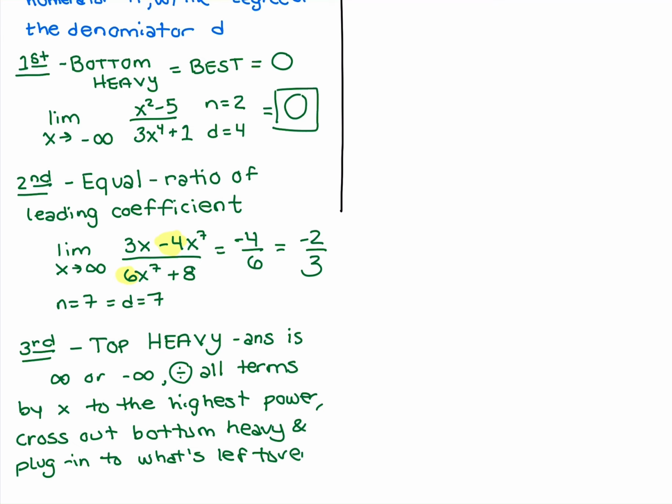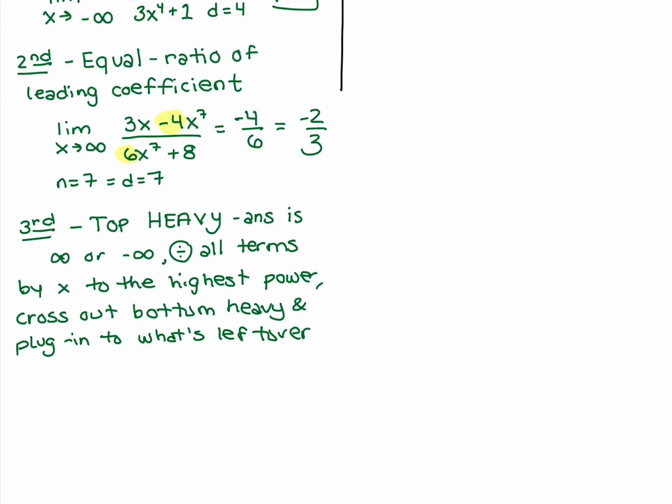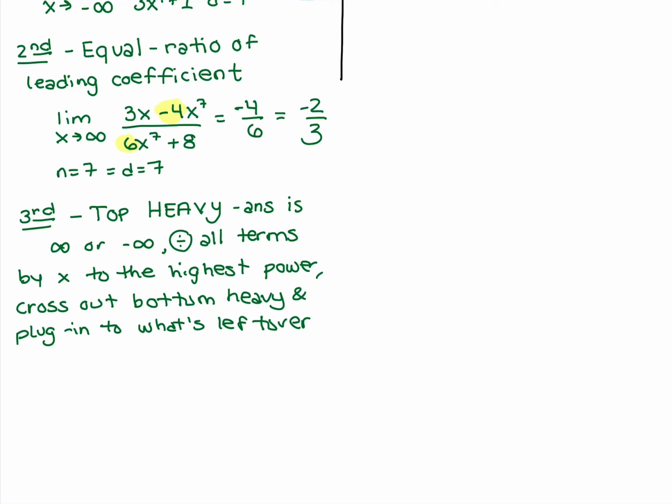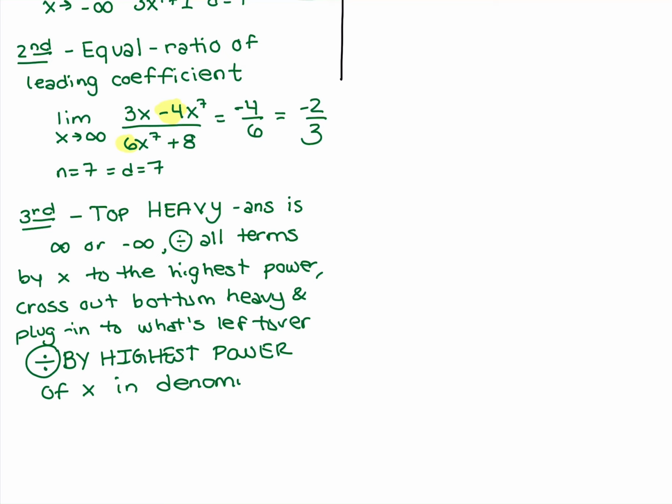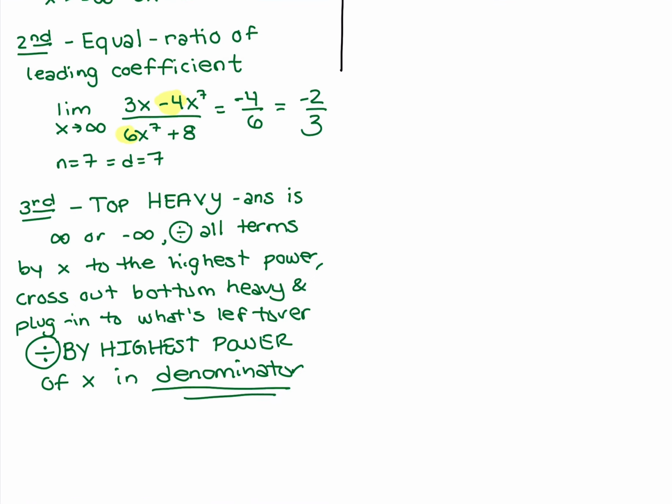To figure out, is it positive infinity or negative infinity that you're going to? So we're going to take all terms and divide them by x to the highest power, cross out what's bottom heavy, and plug into what's left over. The key part is divide by highest power of x in the denominator. So you're looking for x to the highest power, but it has to be in the denominator.